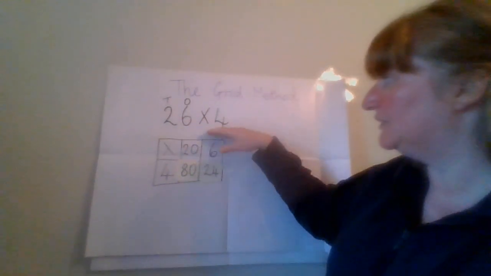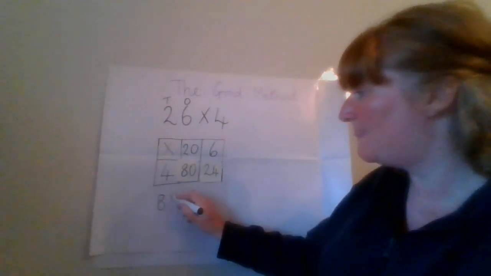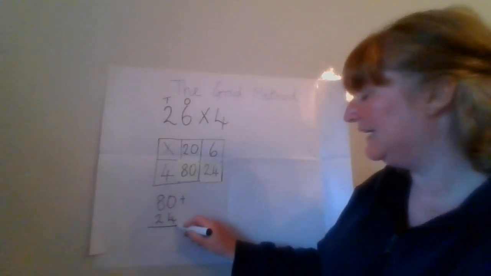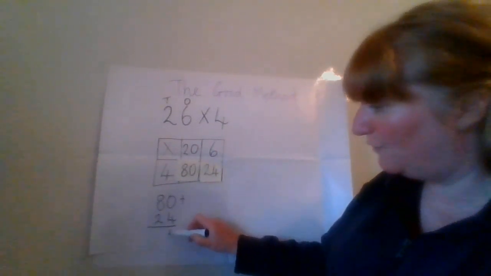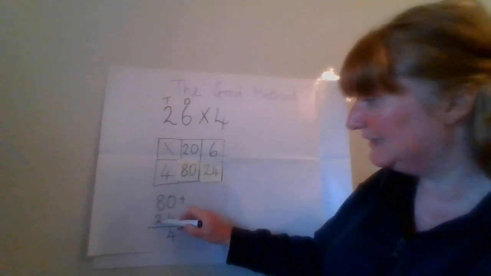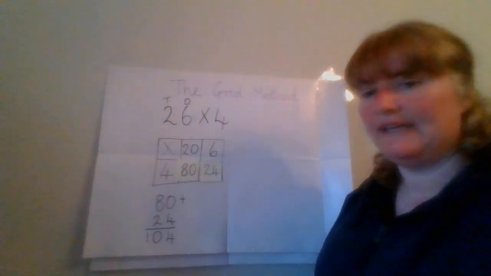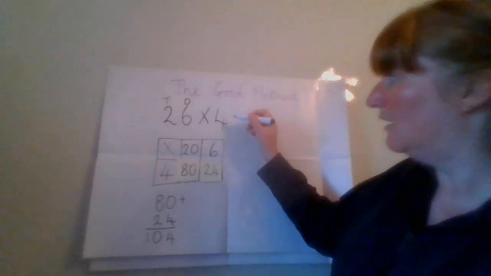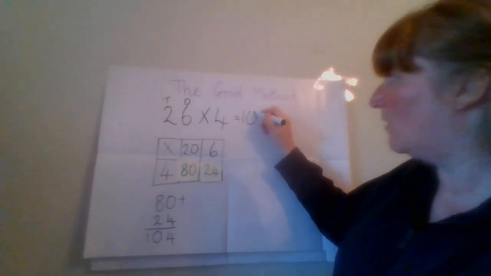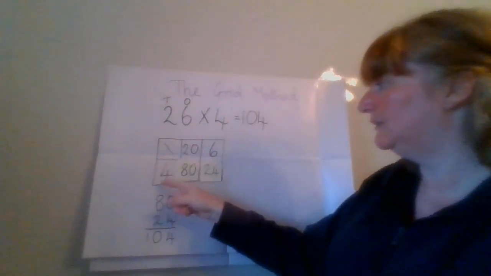To find the answer to the sum, I just have to add these together. So 80 plus 24 equals... 0 and 4 is 4. 8 tens and 2 tens gives us 10 tens. So our answer is 104. So 26 multiplied by 4 is 104. And we solved it using the grid method.